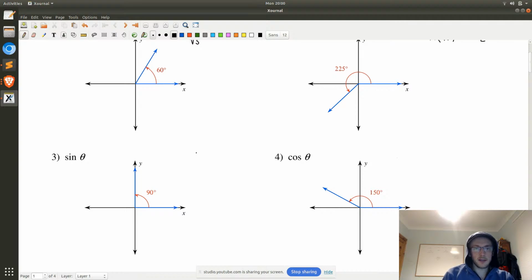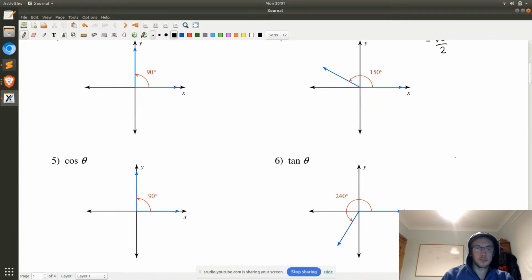Sine of 90 degrees is exactly 1. Cosine of 150 degrees. Well, notice this is 60 more than 90. So we sort of go down by 60 there, and I'm just visualizing it. So negative root 3 over 2. And cosine of 90 degrees is 0.